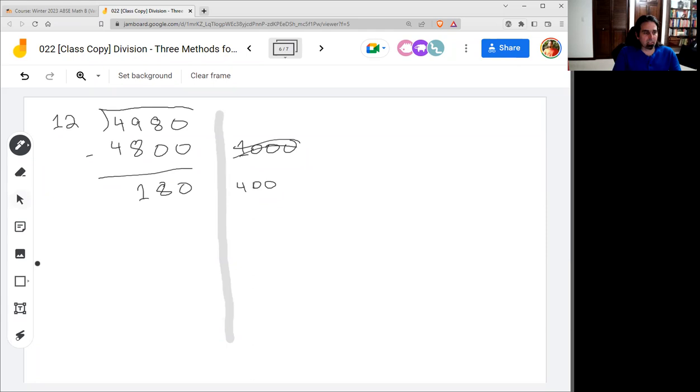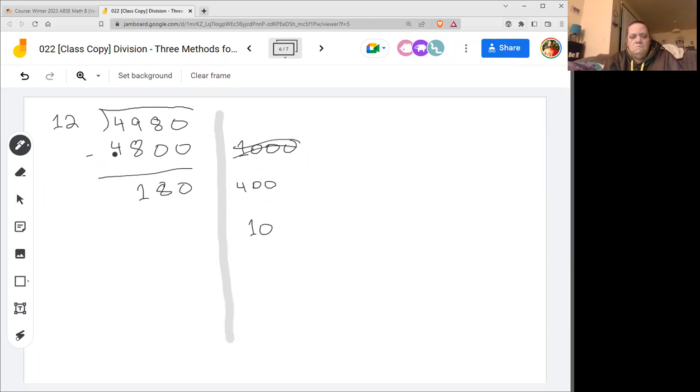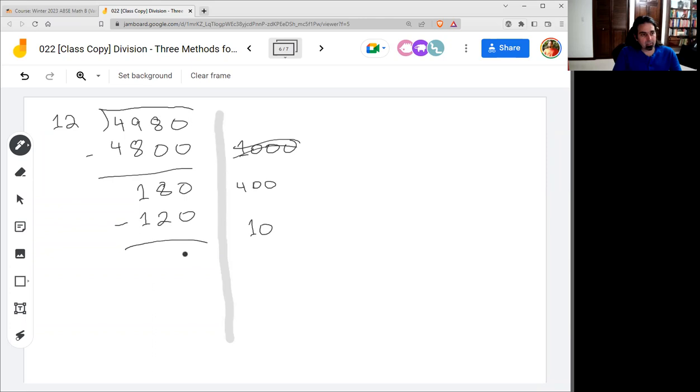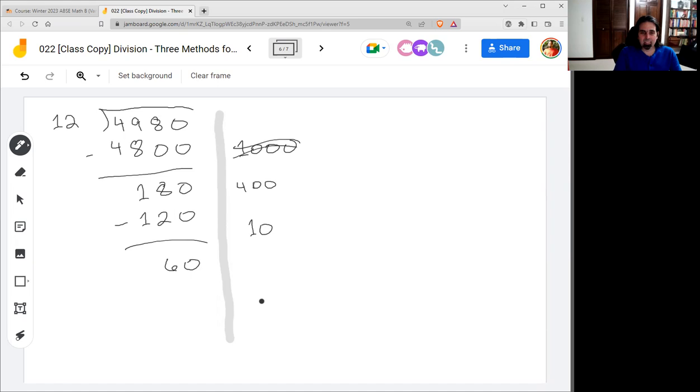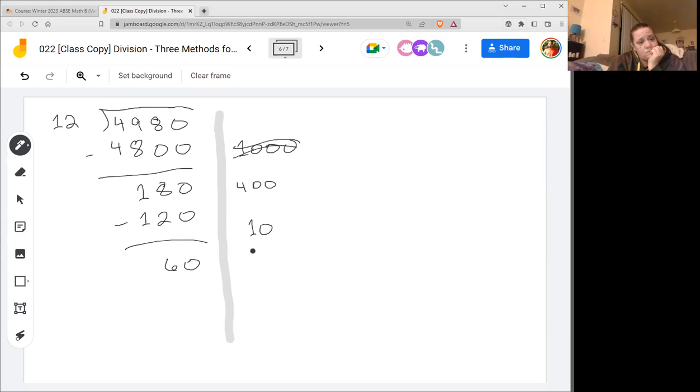Now I'm to tens. How many tens of 12s can I take away? One. Just one. 12 times 10 is, 12 times 1 is 12 with 10. And how many ones of 12s can I take away? How many single copies of 12s? Not 10 anymore, just one at a time. I'm multiplying by 12 without any zeros on the end.